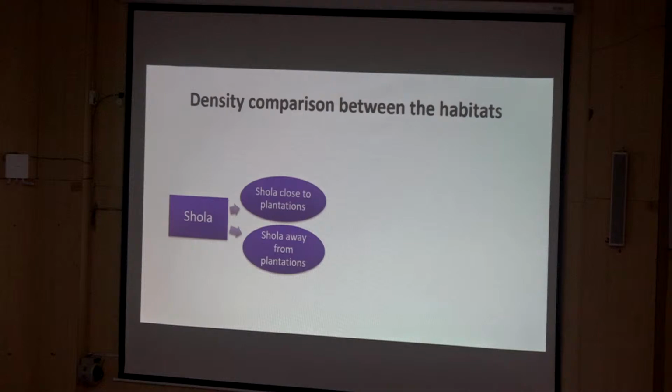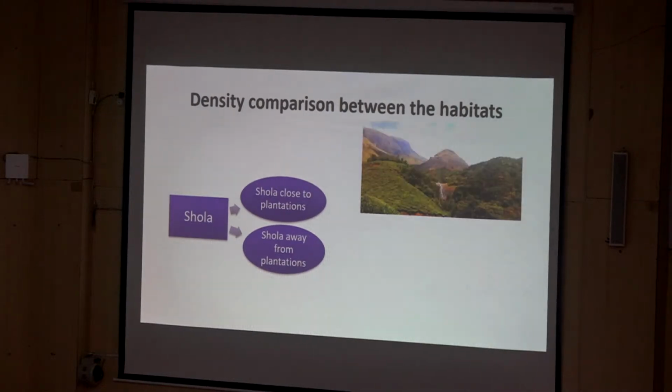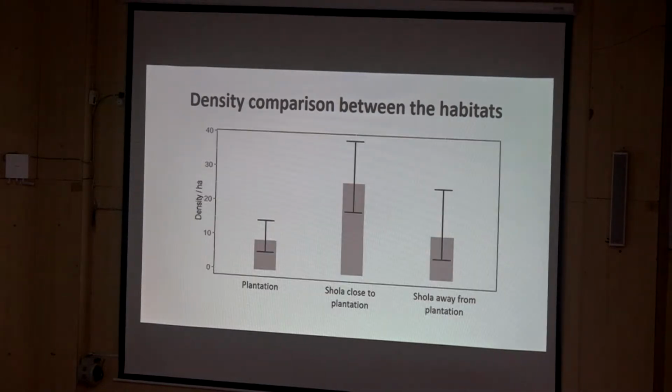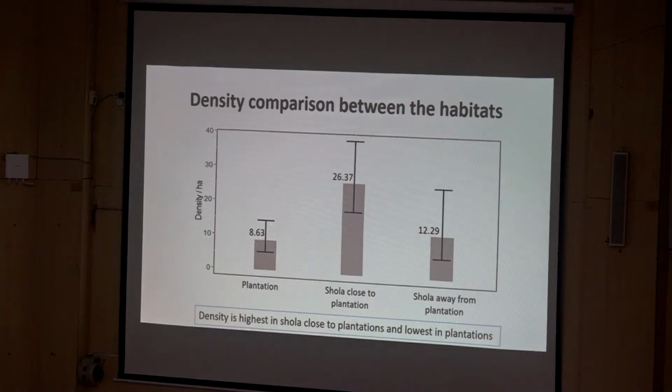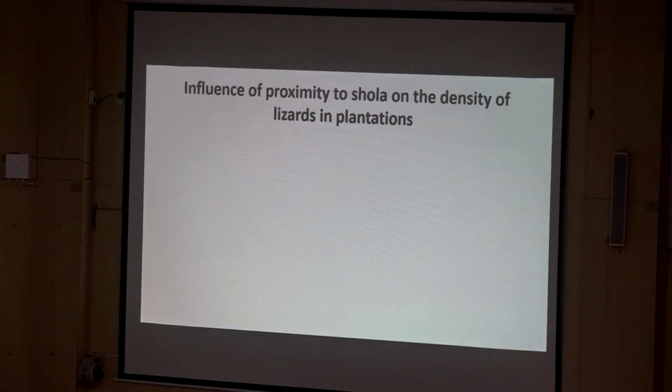The Shola, as mentioned earlier, was classified into Shola close to plantations and the Shola away from the plantations, and the density was calculated separately for each habitat. And it was found that the density of the lizard is less in plantations, which is the modified habitat, compared to Shola close to plantations and Shola away from the plantations. The high density of lizards in the Shola close to plantations might have caused high competition in that area. The reason for low density of the lizard in plantations will be further discussed in the further slides.